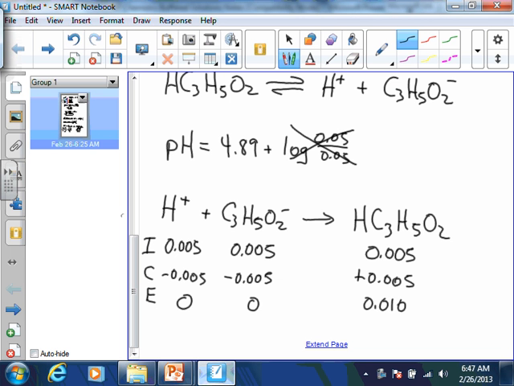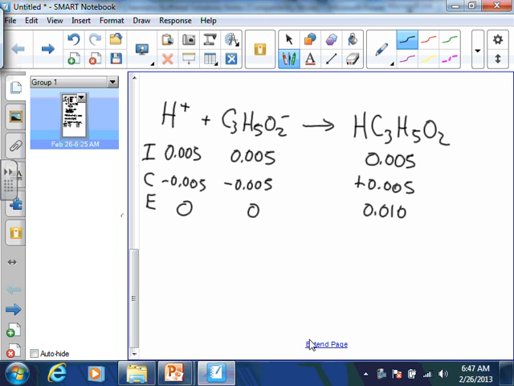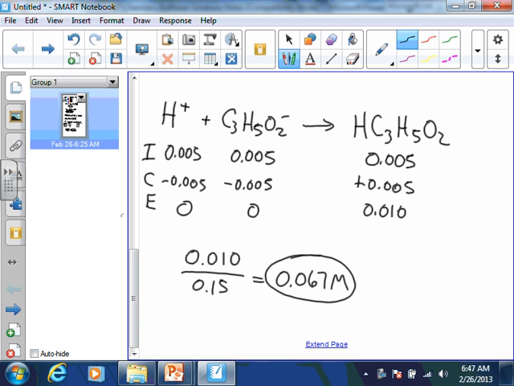So to figure out the concentration, we need to take the 0.010 divided by 0.15. Okay, when you do that, you should get 0.067, I guess, for the molarity. Okay, so that's our concentration of the acid at the end.